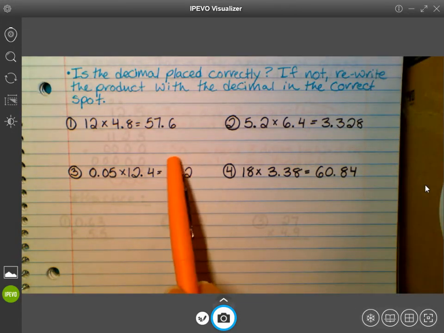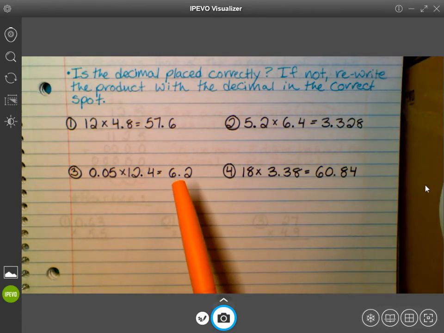All the numbers in the answer are correct. Yep, you are focused on the decimal placement.